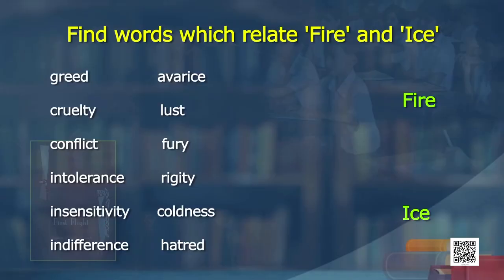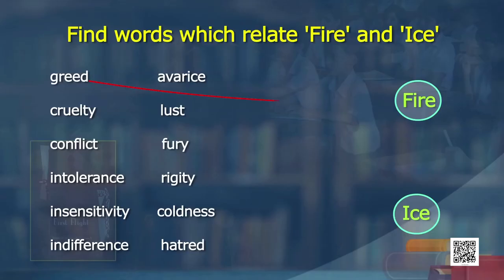The words are greed, avarice, cruelty, lust, conflict, fury, intolerance, rigidity, insensitivity, coldness, indifference, hatred. So, forget the poem for some time. What are the words which can relate to this? Come on. Kriti is doing it for you learners. Greed can go in fire? Yes, sir. Okay. Then? Avarice can go with ice. Yes. I am not sure, but let's mark it.